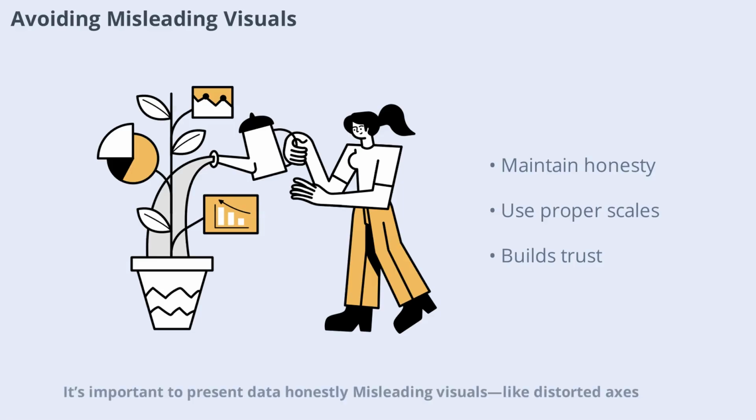It's important to present data honestly. Misleading visuals like distorted axes, cherry-picked data, or deceptive color scales can confuse or misinform your audience. Always start axes at 0 when appropriate, use proportional scales, and provide context for your data. Ethical visualization builds trust and credibility.